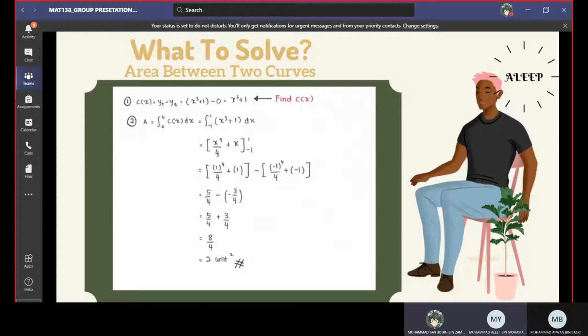Then our answer is 2 unit squared, because it is area. If it is volume, we can change it to unit cube. And now we can proceed to my friend Afwan.